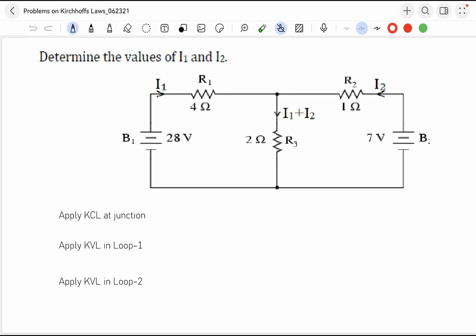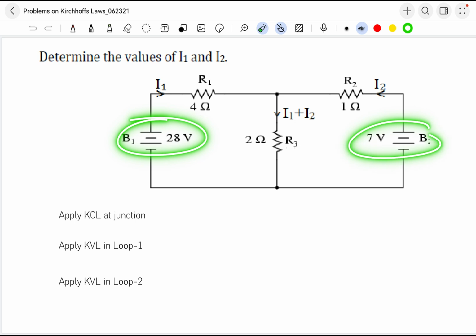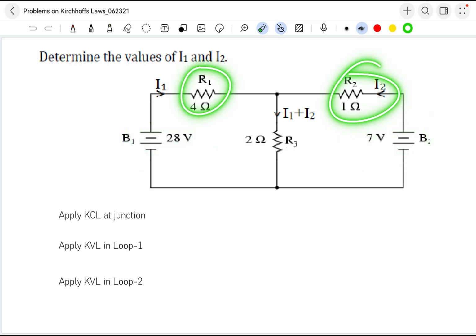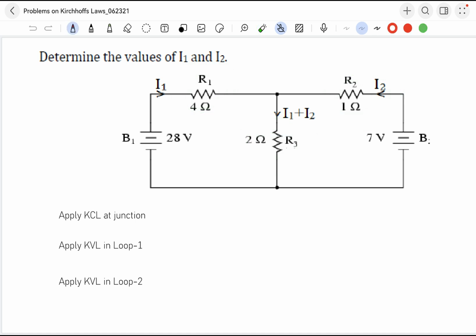This time we have to determine I1 and I2. It looks the same, only the numbers are different. The same two batteries are given, B1 and B2, and three resistors, R1, R2 and R3. First, to solve this problem, let's mark it. It's up to you. Let's take this as my starting point, this is loop 1, and this is loop 2.